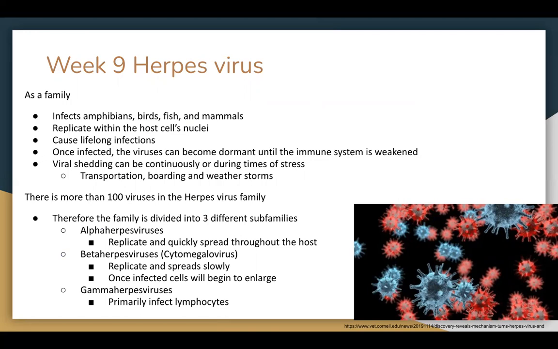There are more than 100 viruses in the herpes family, so it's divided into 3 separate subfamilies. The alpha herpesvirus replicates and spreads quickly throughout the host. The beta herpesvirus, also known as cytomegalovirus, replicates slower, and once infected, the cells begin to enlarge. Gamma herpesvirus primarily infects lymphocytes and can vary in replication time.